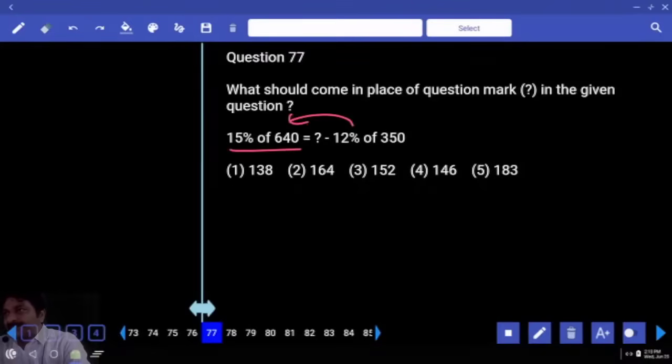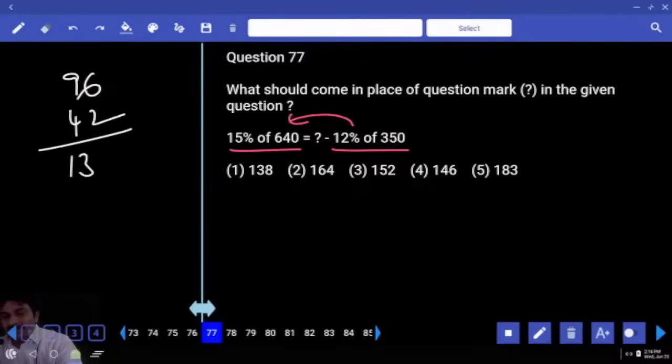15%, 10% plus half. 64 plus 32, 96. 12%, 10% plus 2%. 10%, 35. 2%, 7. Both 42. Sum 138.